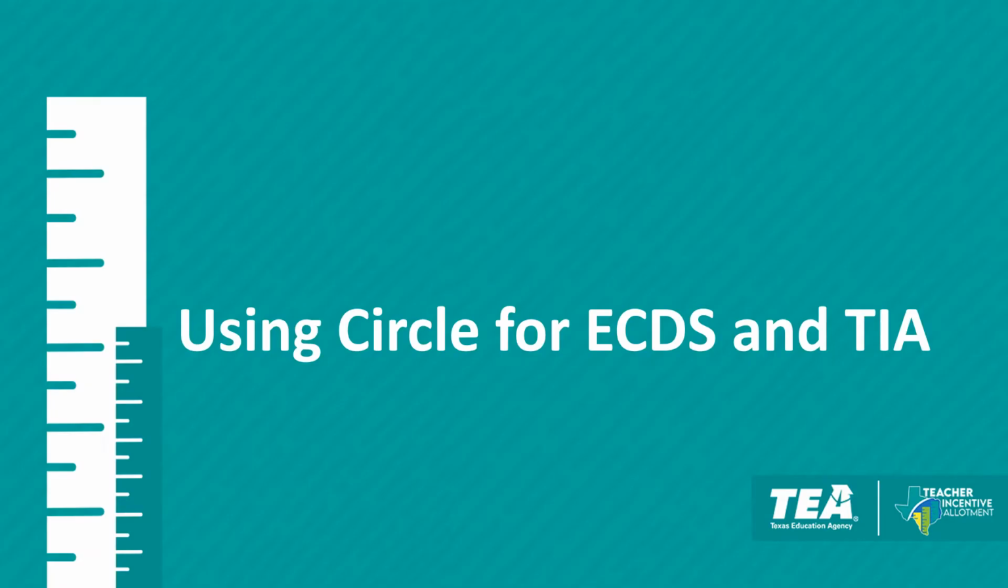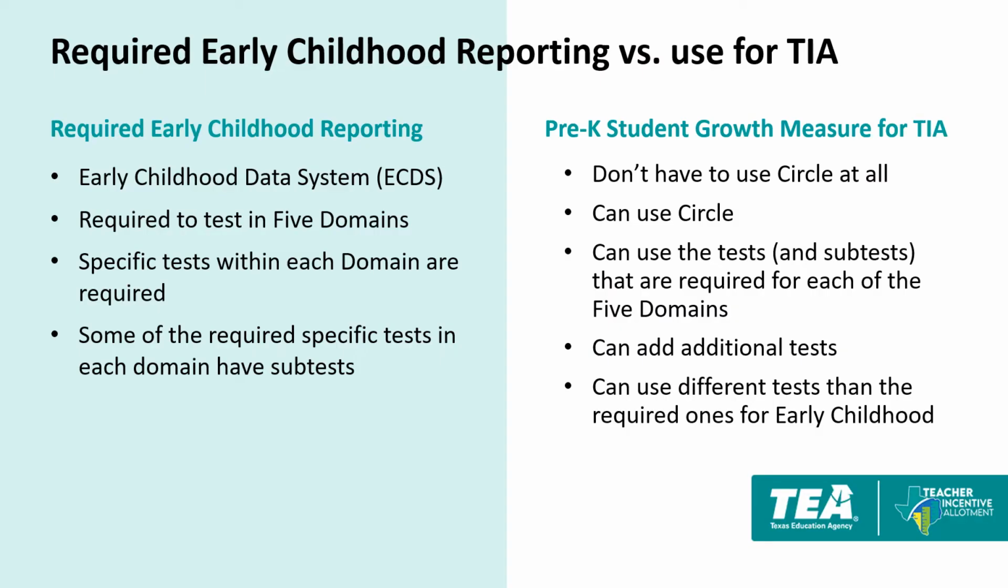For districts that do choose to use the Circle test for the required early childhood reporting option, here is some guidance. Required early childhood reporting must be entered in the Early Childhood Data System, or ECDS. For pre-kindergarten, there are 5 required domains. Each domain has specific tests, and some have subtests within the domain.